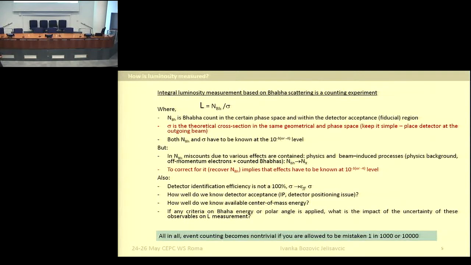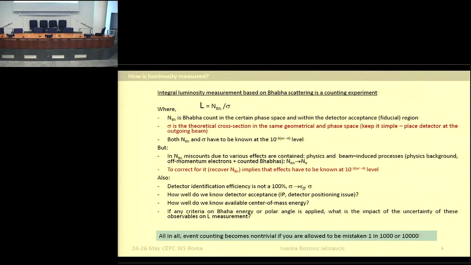I will go now to the main topic, which is the luminosity measurement itself. This is a rather busy slide with a lot of text, where I would like to point out that even counting experiment, and Bhabha luminosity measurement is basically a counting experiment, is non-trivial when you are allowed to be mistaken as 1 in 1,000 or 1 in 10,000. Namely, you start from this formula where this is your count, but then you have to calculate your cross-section in the very same geometrical and phase space.